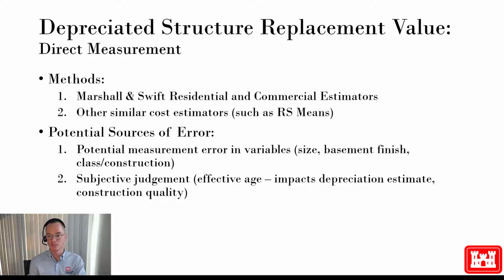Methods of direct measurement of the depreciated structure replacement value include Marshall and Swift residential and commercial estimators, or other similar cost estimators such as RS Means. There are advantages of this method, including that the method is replicable, computerized, and has only moderate data needs. Potential sources of error include measurement error in variables, such as error in measuring the size of the structure, the basement finish, the class, and construction, and there is subjective judgment involved, such as determining the effective age, which impacts the depreciation estimate, and identifying the construction quality. These things are subjective, not objective measures.